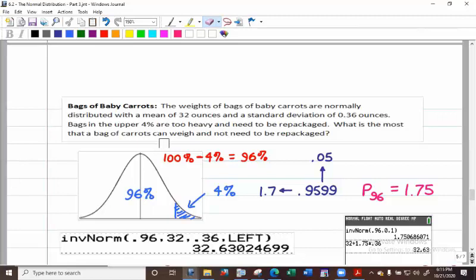So what are we saying? What's the most a bag of carrots can weigh and not need to be repackaged? I've never been on a packaging line before, but I can imagine the bags are going through and they might hit a scale. Maybe some sort of buzzer or sound goes off if the bag's too heavy, and then somebody can grab the bag off there, take it back to the beginning of the line again, and cut it open. I don't know, sounds reasonable to me.